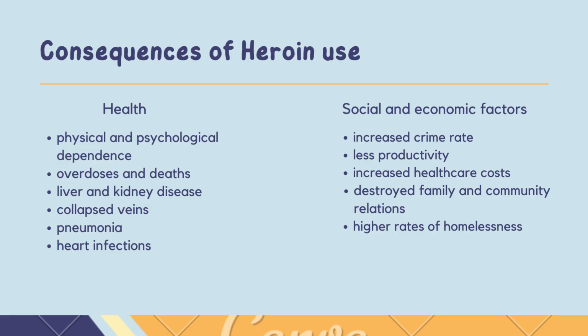So now, as a last point, I'm going to talk about the consequences of heroin use. So first of all, the health risks. Of course, heroin use can affect the health. It can cause physical and psychological dependence. It can lead to overdoses and death. And also, long-term users can suffer from liver and kidney disease, collapsed veins, pneumonia, and heart infections. So there are a lot of health risks in total.